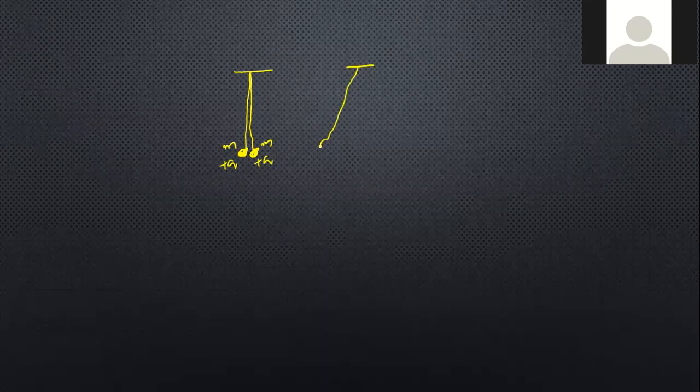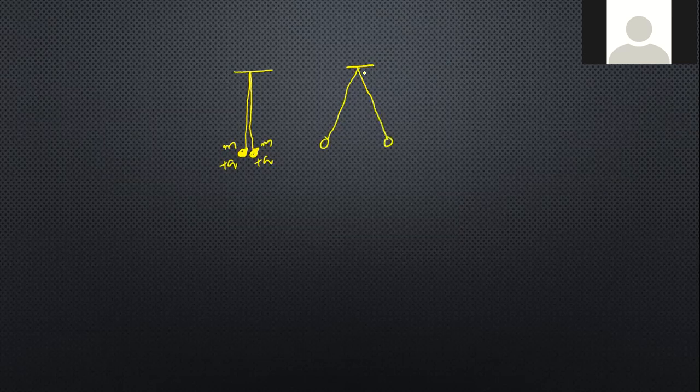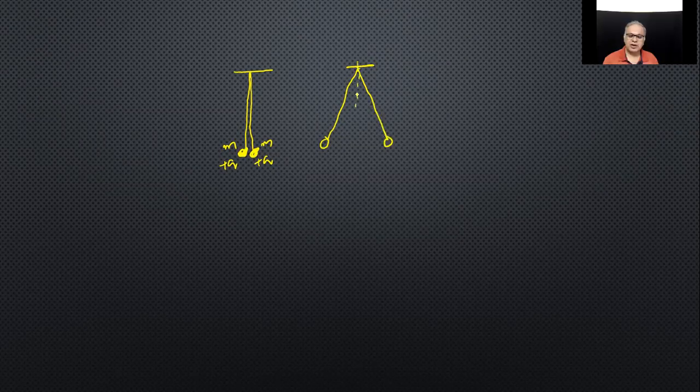They repel each other. Considering this angle to be theta, to be small, and this length to be L, find out the equilibrium distance. That's another question.